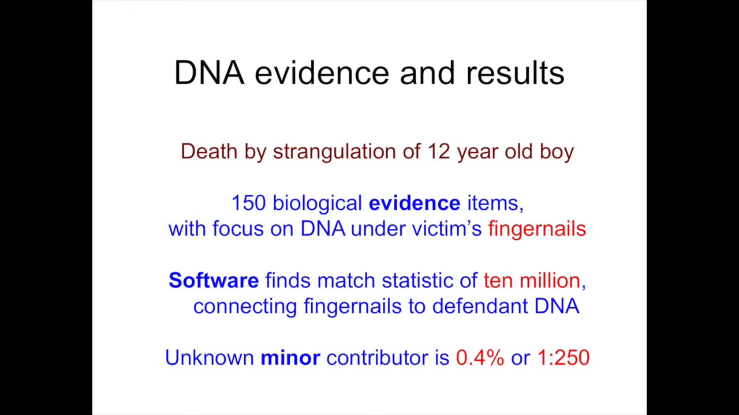In the Hillary case, DNA items were recovered after the death of a 12-year-old boy. Of the 150 analyzed evidence items, the police were particularly interested in the boy's fingernails. The prosecution's genotyping software gave a match statistic of 10 million, connecting the fingernails to the defendant. The matching component was an 0.4%, or 1 in 250, minor contributor to the fingernail mixture.